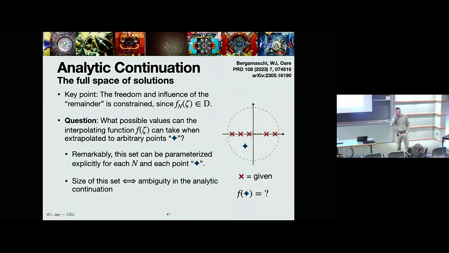In some sense, the whole excitement is that because you phrased everything in terms of the unit disk, the arbitrary function, I mean, it's an arbitrary function from the disk to the disk, but it can't go too crazy, right? It has to be in the disk. And so a question you can ask is what possible values could your interpolating function take if you boldly extrapolate away from these red points to the blue points? So remarkably, you can quantify this explicitly at each point, and the way you should think about this is the size of this set quantifies for you the ambiguity in your analytic continuation from a finite set of points.